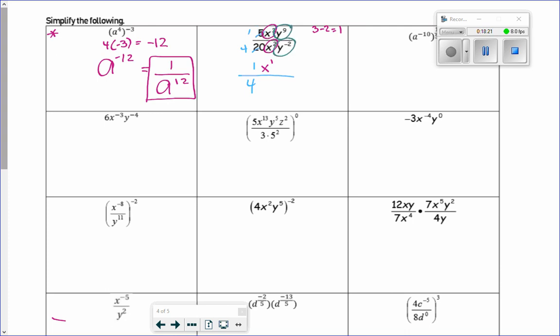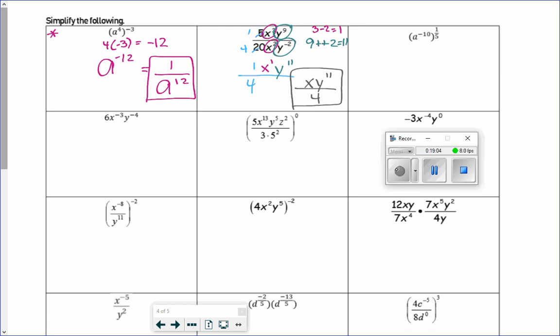All right, and then what about my y's? Y is 9 minus a negative 2, which is the same as plus 2, which will be 11. Now, if that confused you, I'm going to show you another way we can do this. y to the 9 over y to the negative 2 is the same thing as saying y to the 9 and y to the positive 2 on top. In that case, we combine the 9 and the 2 together to make that 11. All right, so our final answer is x, y to the power of 11 over 4. Those ones aren't needed, they're just extra.